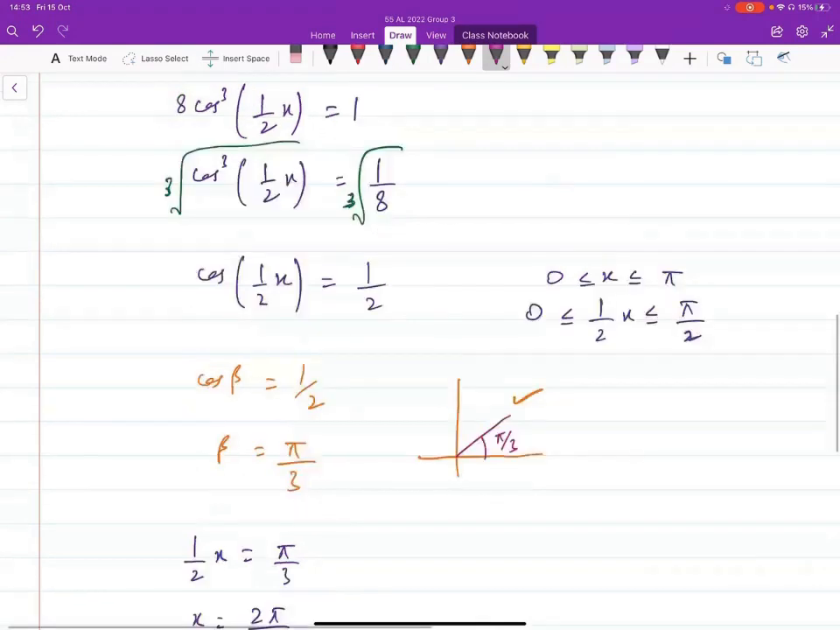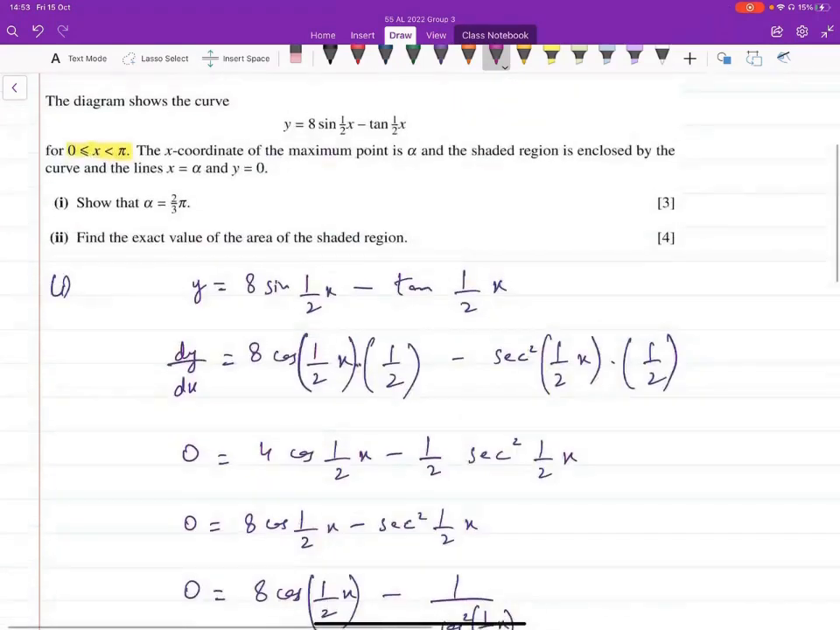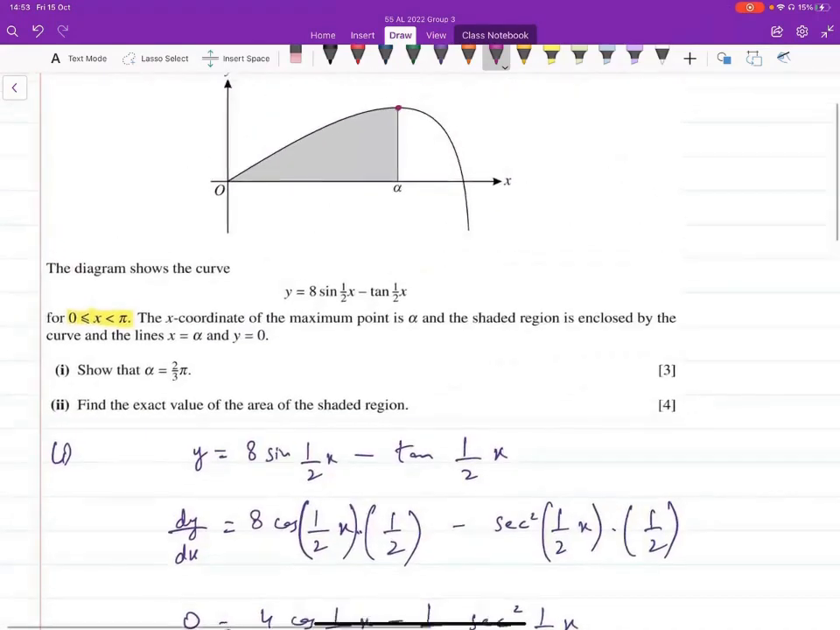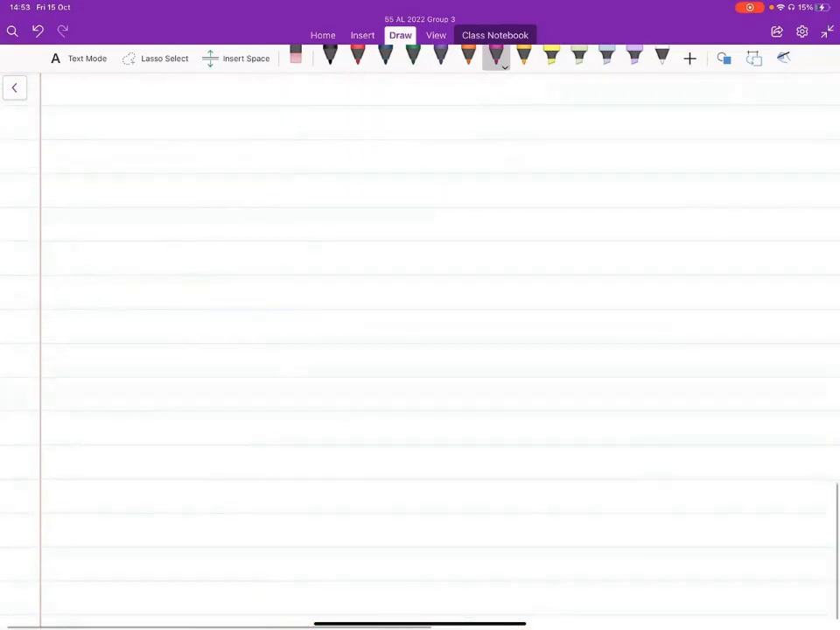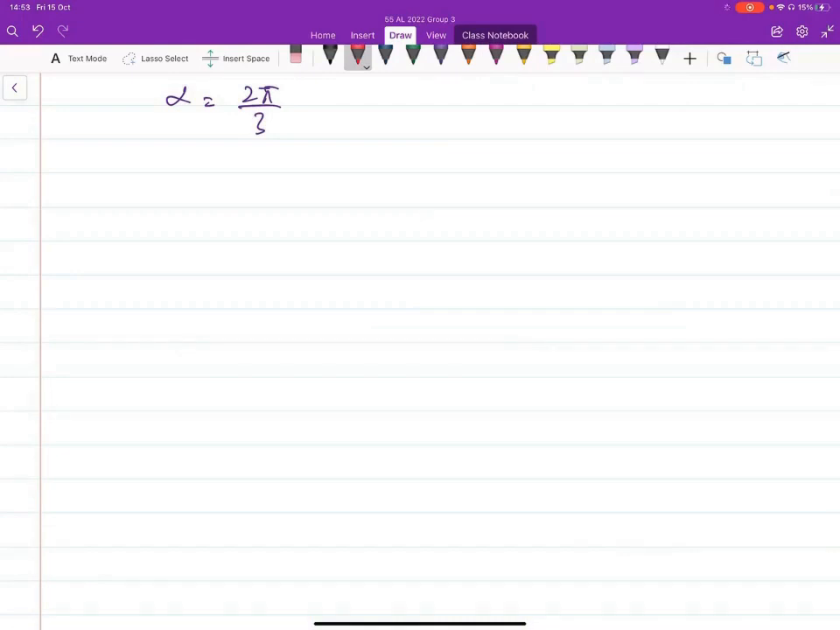Okay, second part. In the second part, you have to find the exact value of the area of the shaded region. Area of shaded region कैसे निकालते हैं? So it's the area between a curve and the x-axis. Curve and x-axis के दरमियान में area का formula हमारे पास क्या होता है? We have area between the curve and the x-axis is y dx.